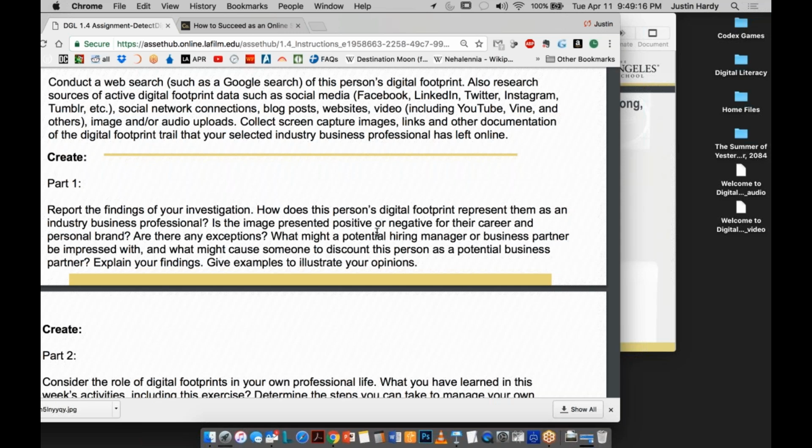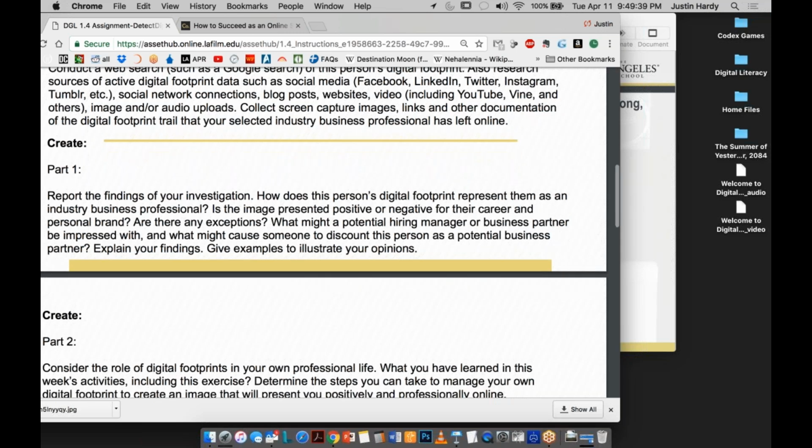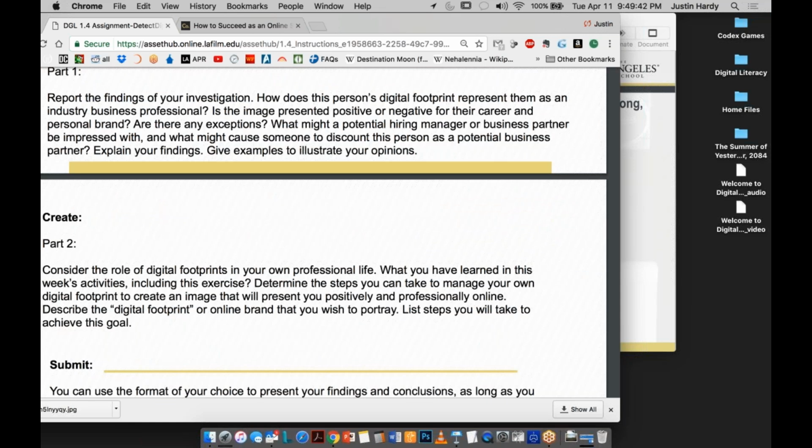So we would like you to collect screen captures, links, or other documentation of the digital footprint trail of your selected industry professional. So you can take screenshots, you can give links, you can cite websites, anything that you want to include to provide research for any sort of information that you include about this industry professional. So we want you to report your findings of your investigation. So these are the things that we want you to include in paragraph form. So a couple of paragraphs including this information, along with any resources that you want to include as well.